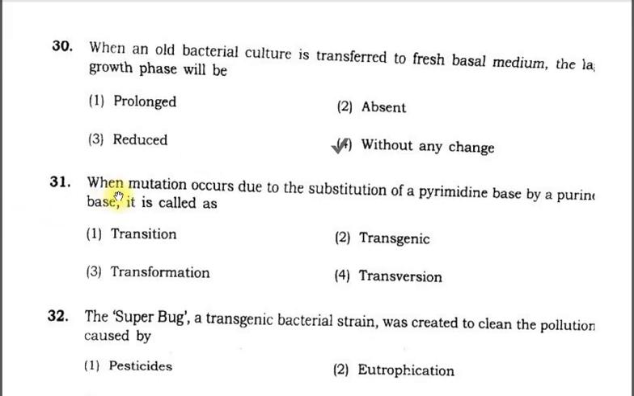Question number 31 says, when mutation occurs due to the substitution of a pyrimidine base by a purine base, it is called transition, transgenic, transformation and transversion. It is called transversion. So option number 4 is correct.